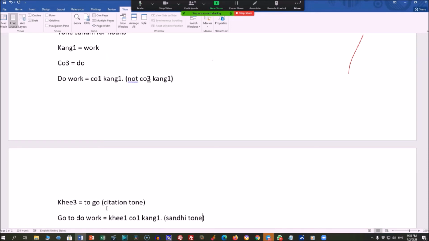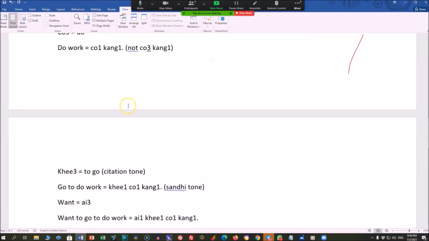So over here I want to show you that ki is in the citation tone and ki is in the sandhi tone. Zhou is also in sandhi tone in zhou gang. So gang is in citation tone. The citation tone, you can also call it the base tone. Oh, sorry, citation tone. Sorry.